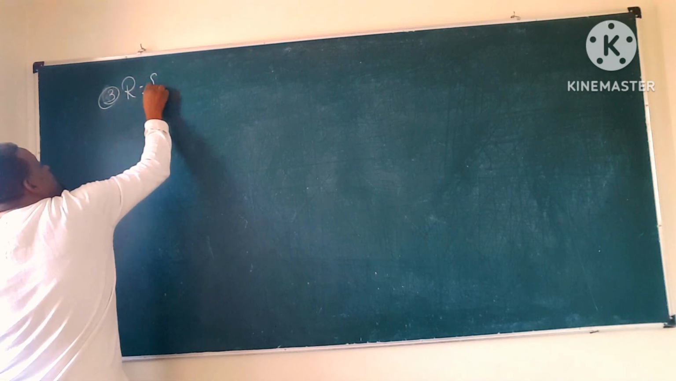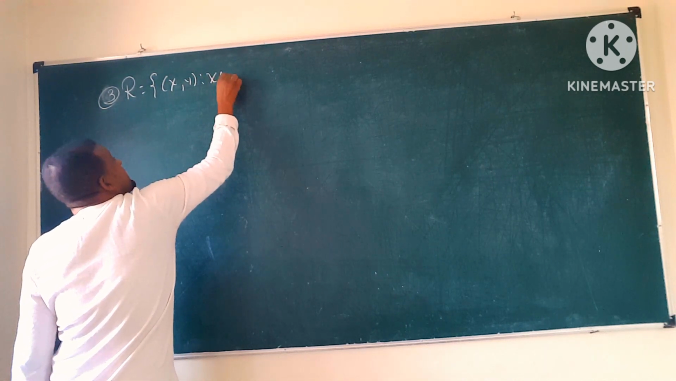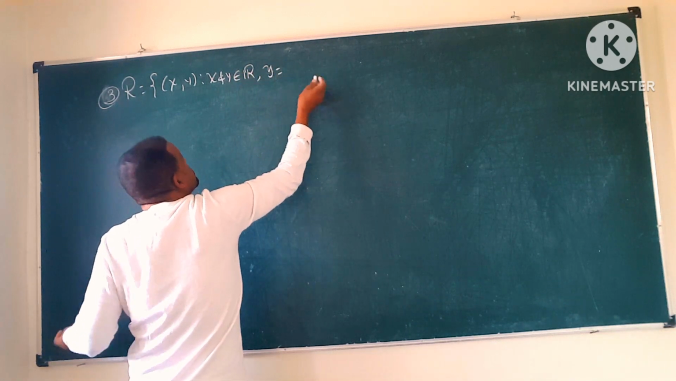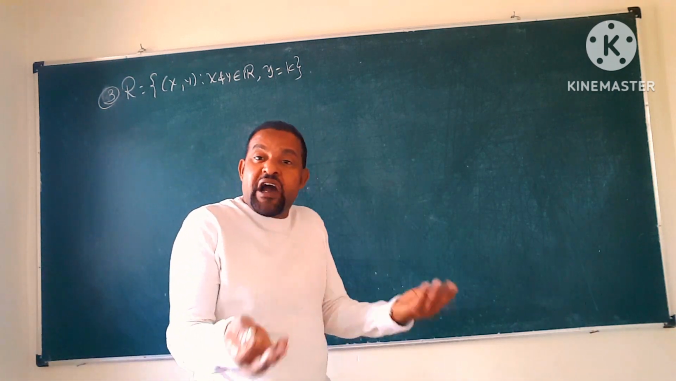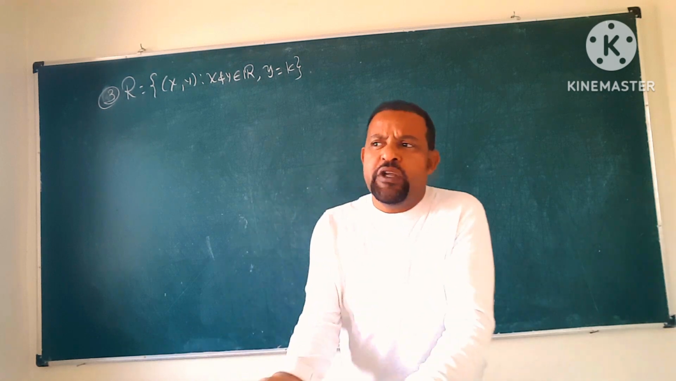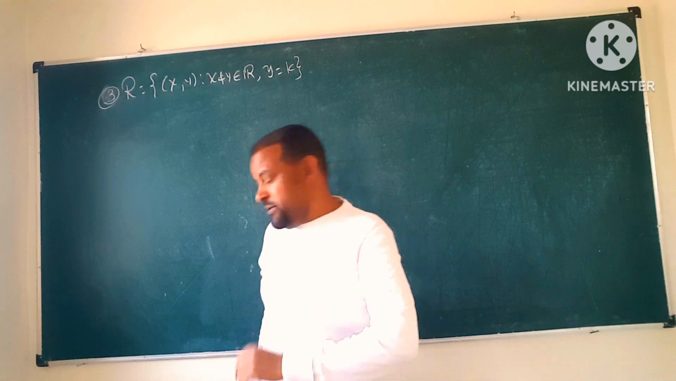R is equal to the set of all ordered pairs of x, y, says that x and y are coming from the set of real numbers, y is equal to some constant k, guys. Now y is equal to some constant: y is equal to 5, y is equal to 6, y is equal to 10, y is equal to negative 3, y is equal to negative 5, good.